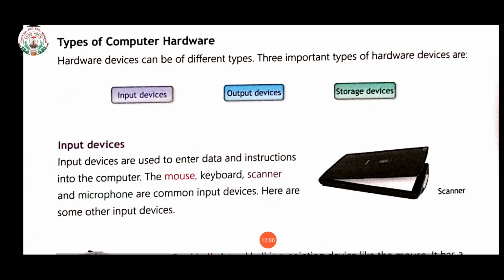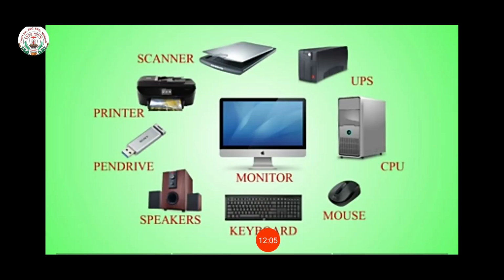Here are some other input devices. These are the computer hardware. Here you can see keyboard, mouse, scanner and microphone are the input devices. These all are computer hardware because we can touch and we can see them. That's why it is computer hardware.